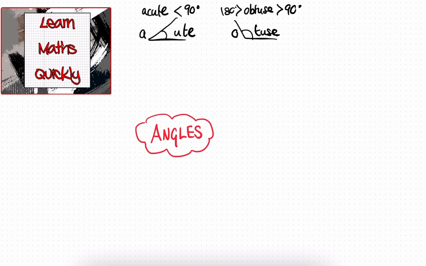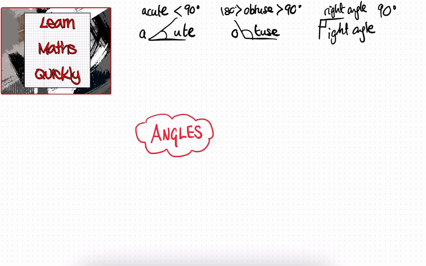The next one, which you see often in things like squares and rectangles, is your right angle. And again, I'm going to use that as the R in the word right angle, and that one is 90 degrees.